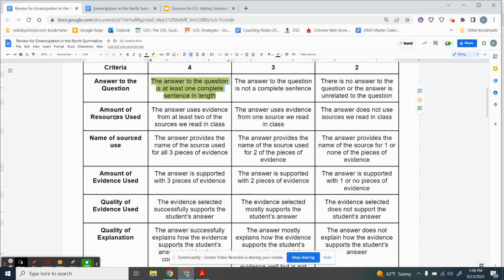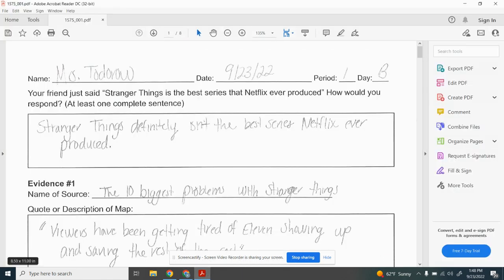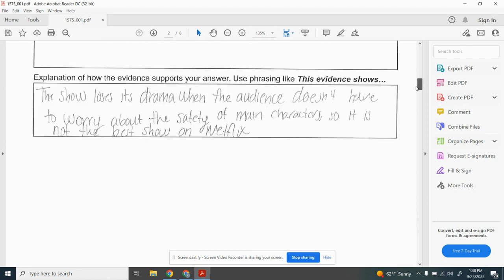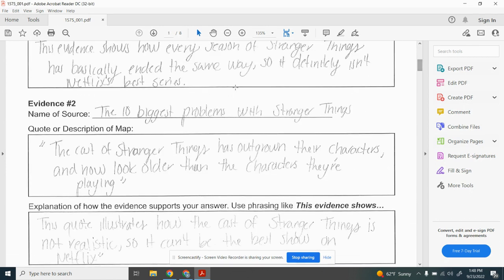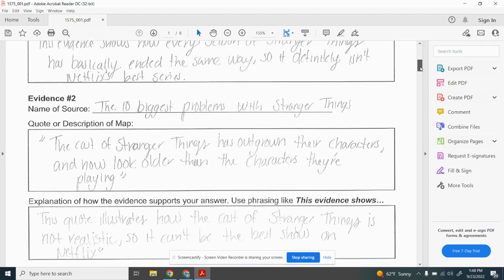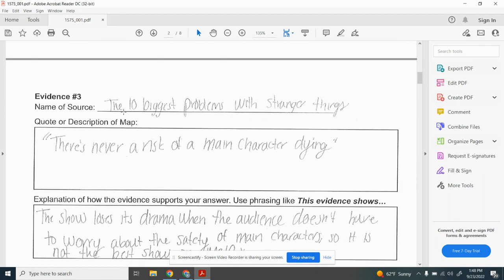The next thing we're looking for is the amount of resources used and whether they provided the name of the source. So let's see, name of source. I have a name of source. They use "The 10 Biggest Problems with Stranger Things." Name of source, "The 10 Biggest Problems with Stranger Things." Okay, so I've used the same source twice, which means I'm going to need a different source for the third one. And we have "The 10 Biggest Problems with Stranger Things."